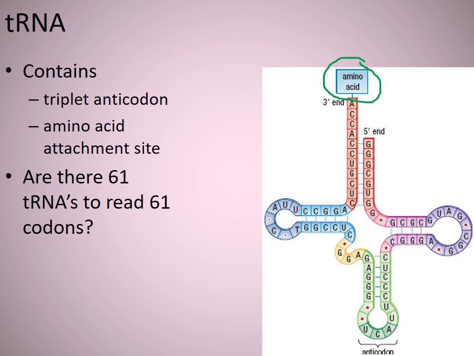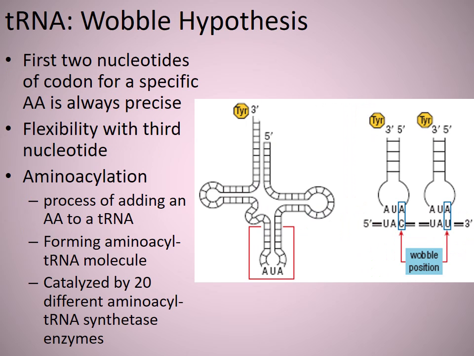Again, it looks like the shape of a T, but at the bottom here we can see that for each codon that's read on the mRNA, there's an anticodon. Now, are there 61 tRNAs to read 61 codons? Scientists have yet to prove this, but there's a hypothesis that there are only 20 tRNA molecules that carry 20 different amino acids. The reason for this would be the wobble hypothesis.